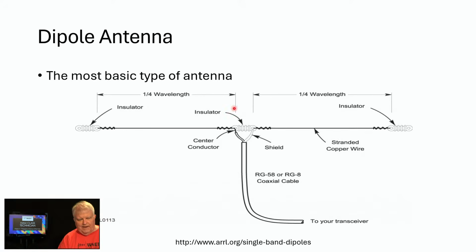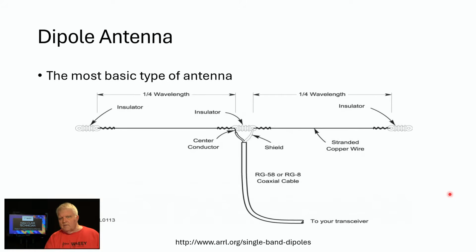And this is being fed at the center, and we have insulators at the ends because these are high voltage points actually at the end. We'll show you that. So a dipole antenna is the fundamental element of most antennas. Even directional Yagi antennas probably have a dipole antenna as the driven element.